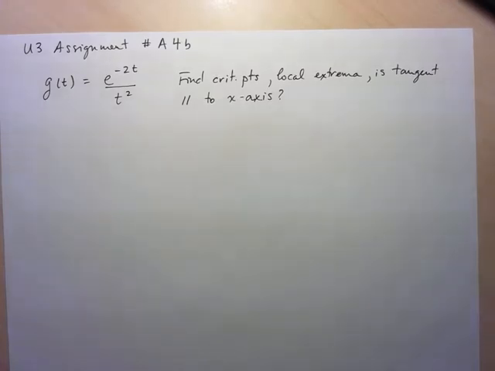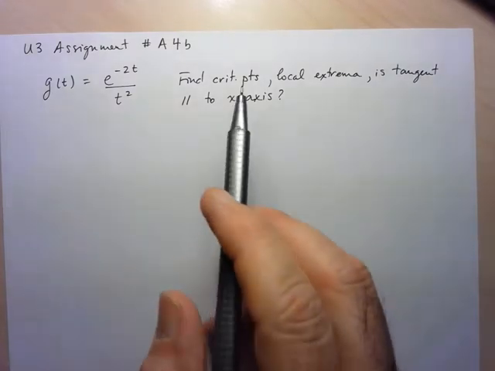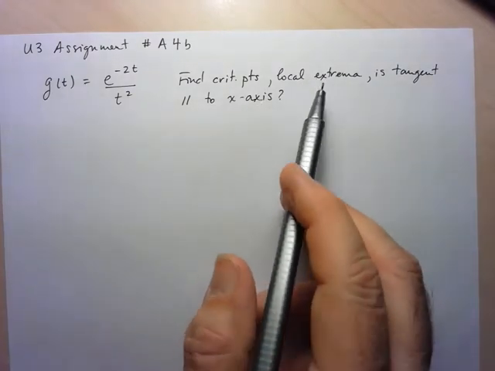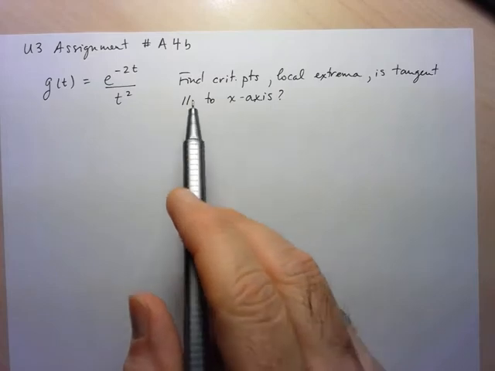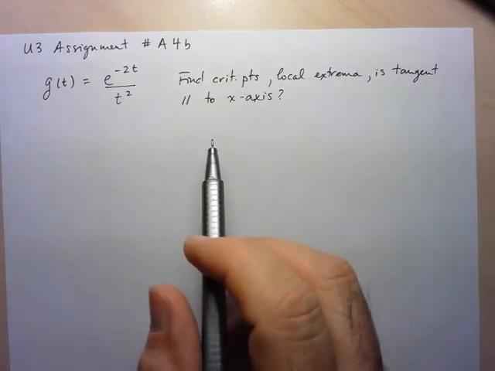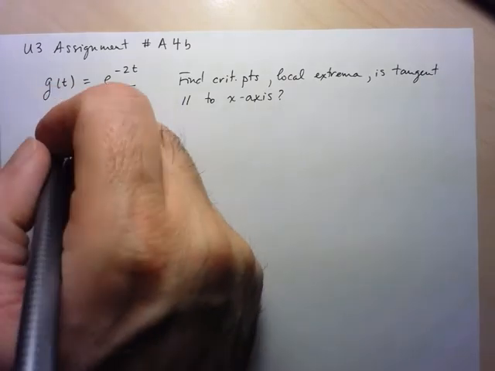Hi folks, we're going to take a look at 4b from part A of the Unit 3 assignment. So they give us this function and they want us to find the critical points, determine whether any of them are local extrema, and are the tangents at those points parallel to the x-axis. In other words, are they horizontal or is the derivative equal to 0? So let's start by finding the derivative here.